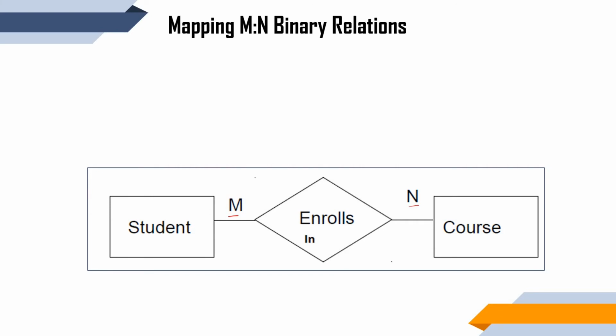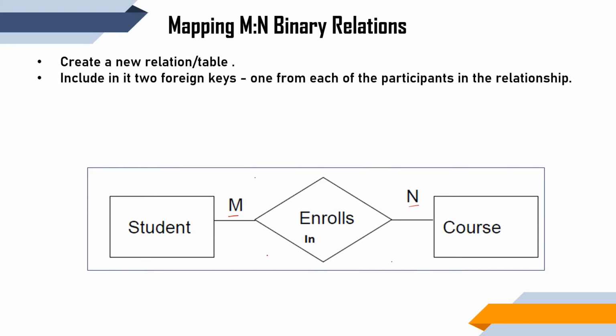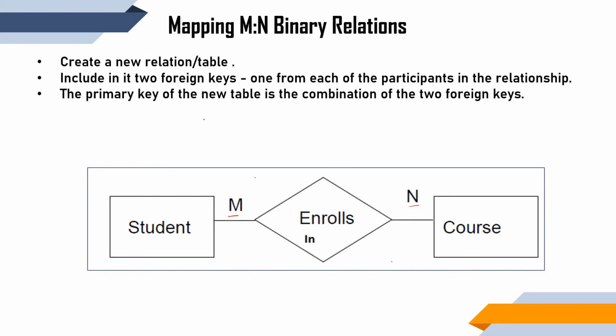Now let's first understand the rule. The first rule is to create a new relation or table. Include in it two foreign keys, one from each of the participants in the relationship. And the third point is that the primary key of the new table is nothing but the combination of the two foreign keys that you have taken from the other tables. I will tell you in the example in the next slide.